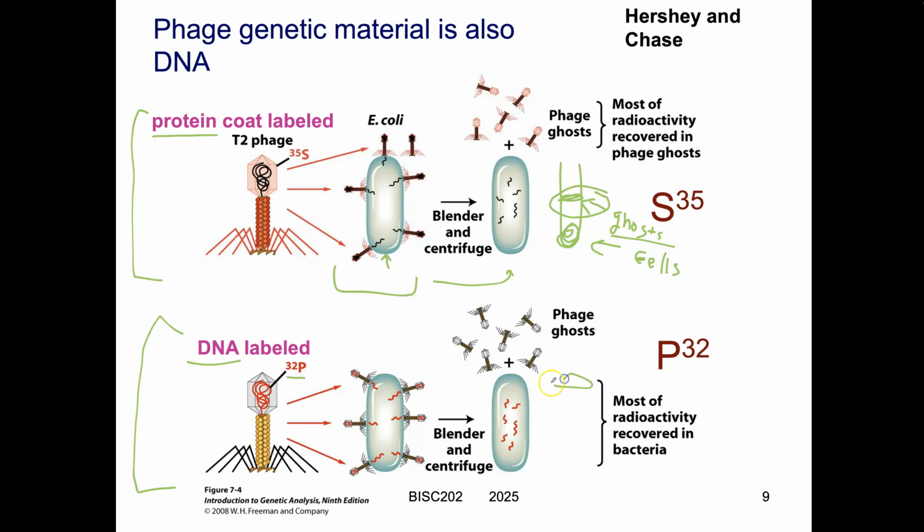Whereas in this experiment, you have your two different components, and the radioactivity was found in the bacteria. And the bacteria have taken in the genetic material to produce more phages, right? So based on this experiment, it was determined that the phage genetic material, the material they use to change the bacteria into a little factory for producing more phage, is the DNA component and not the protein component.